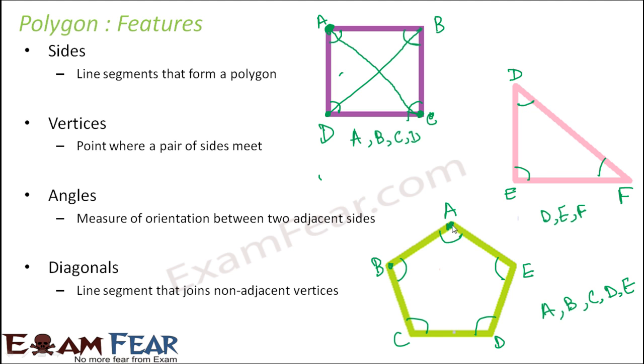What about this polygon? This is A. The adjacent vertices of A would be B and E. That means C and D are its non-adjacent vertices. So if you join A and C, this becomes a diagonal. You join A and D, this becomes a diagonal. You join B and E, this also becomes a diagonal. So a line that connects any two non-adjacent vertices is a diagonal. So these are the four important parts of a polygon: sides, angles, vertices and diagonals.